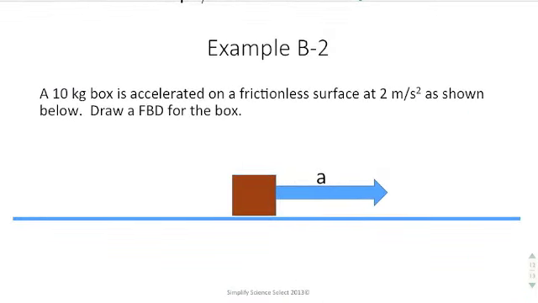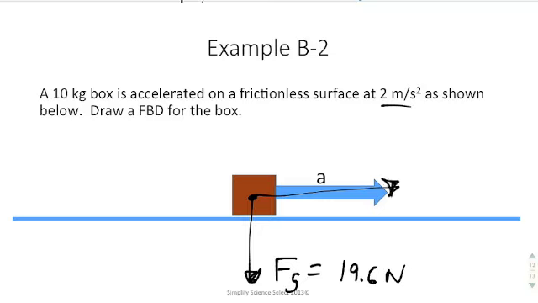Example B2, it says a 10 kilogram object is accelerated on a frictionless surface at 2 meters per second squared. Draw a free body diagram for the box. You should be able to draw a free body diagram in which you label the forces and tell me what they are, and you should be able to justify why this is the free body diagram. Now, I will give you a hint. You do have to take a look at the forces and F equals ma to solve for this particular free body diagram.